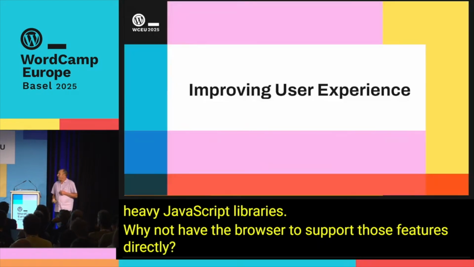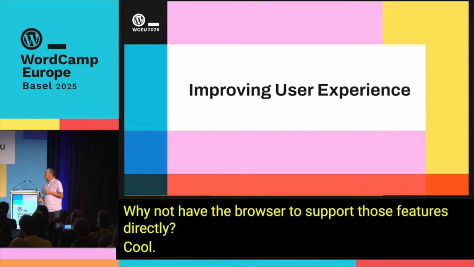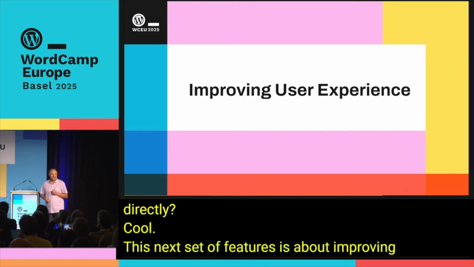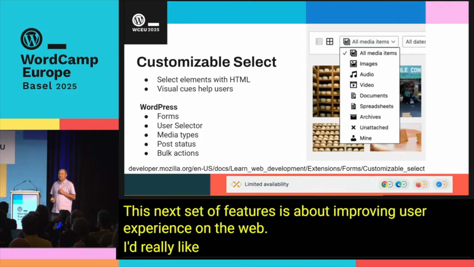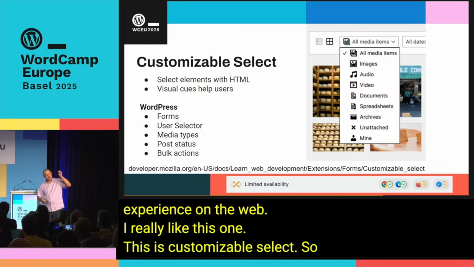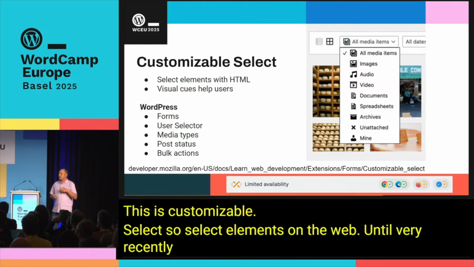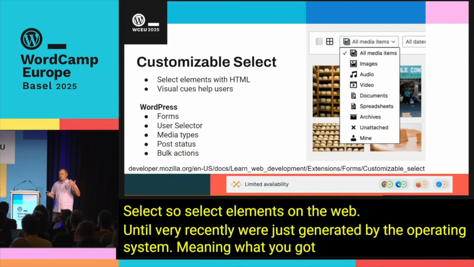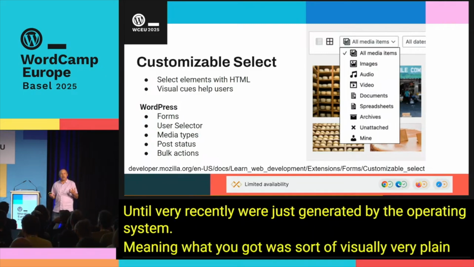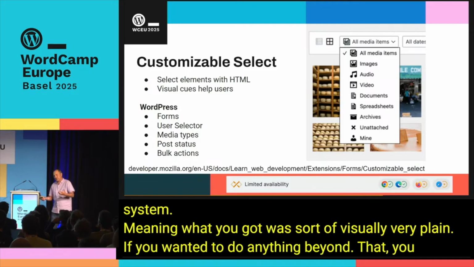Cool. This next set of features is about improving user experience on the web. I really like this one. This is customizable select. So select elements on the web, until very recently, were just generated by the operating system, meaning what you got was sort of visually very plain. If you wanted to do anything beyond that, you had to reach for a JavaScript library.